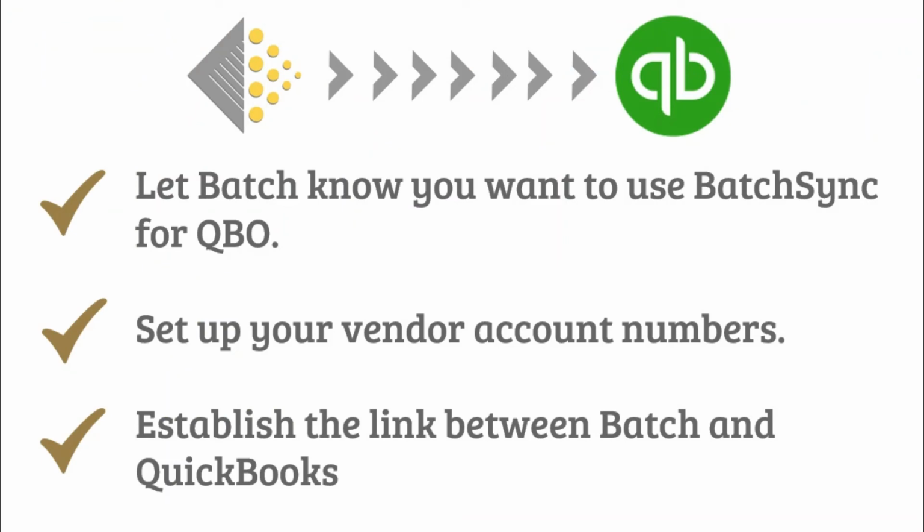To recap the process, first let Batch know you want to use BatchSync for QuickBooks Online. Then you'll set up your vendor account numbers on your QuickBooks account. Finally, you'll establish the link between Batch and QuickBooks through your Batch web portal. Once you've done all that, Batch will transmit your invoice details to QuickBooks and mark them as paid whenever you make a payment through Batch.